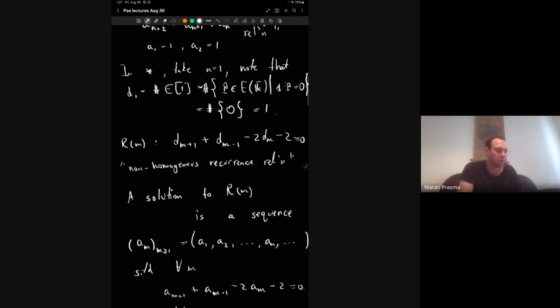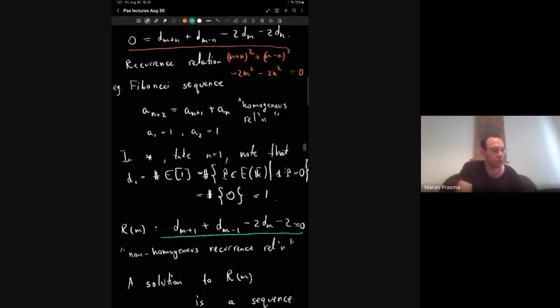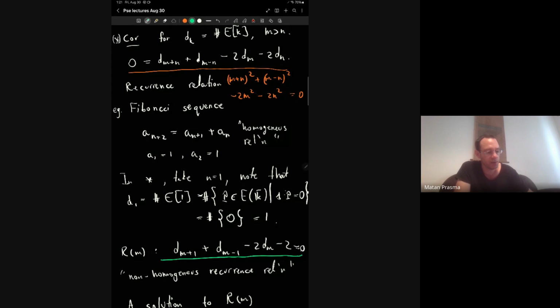Because if we know that this is a unique solution, I mean, look, if I know that there is a unique solution to Rm, then obviously there would be a unique solution to star, to the orange one, right? Because the orange one is supposed to be valid for any m bigger than n. So I can always take n equals 1, and then I would fall back to the green relation. So if I know that there is a unique solution to the green relation, then I immediately can conclude that there is a unique solution to the orange relation. Do you see this?